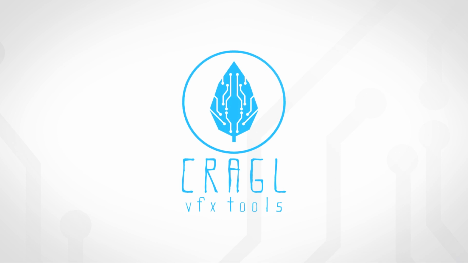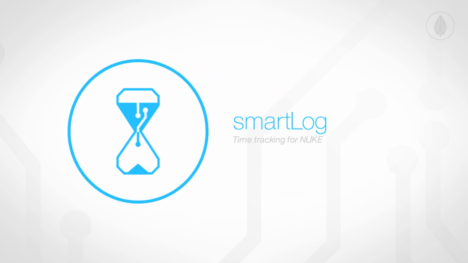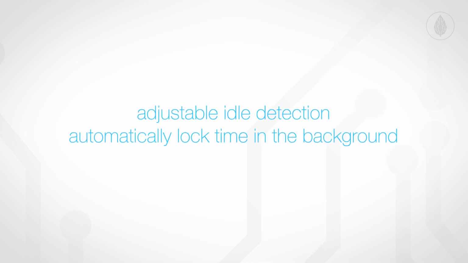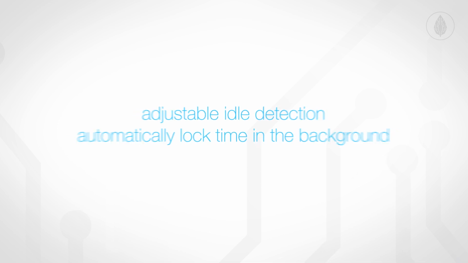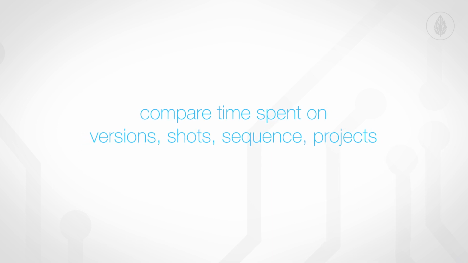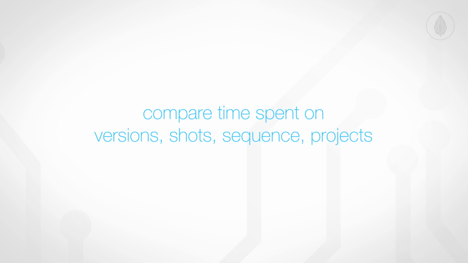We develop tools for the visual effects industry. This is a documentation video on SmartLock, our automatic time tracking tool for Nuke. It includes an adjustable idle detection and automatically logs the time you spend on all your working files, so that you can compare time being spent across multiple working file versions, shots, sequences, and whole projects.